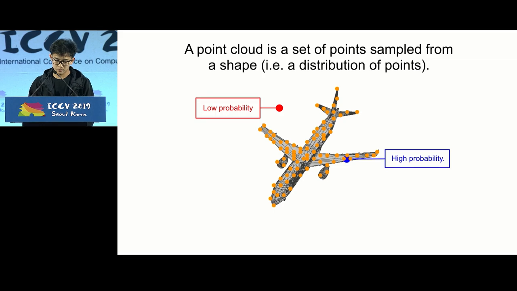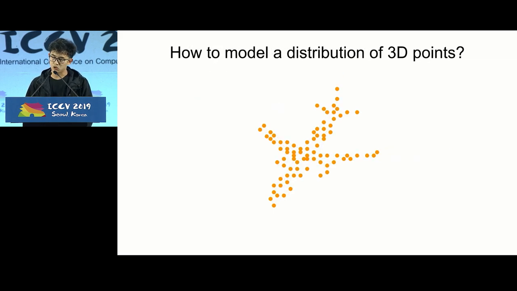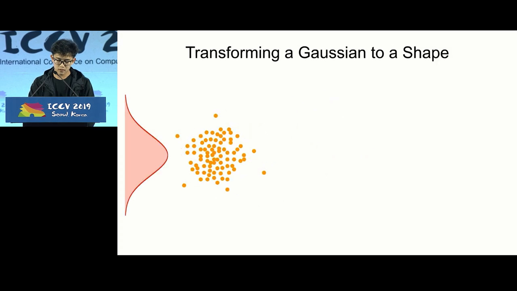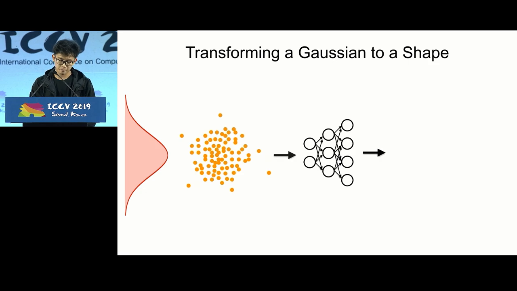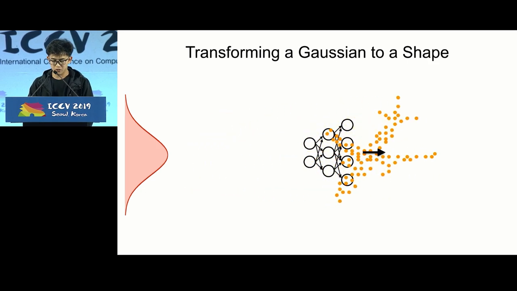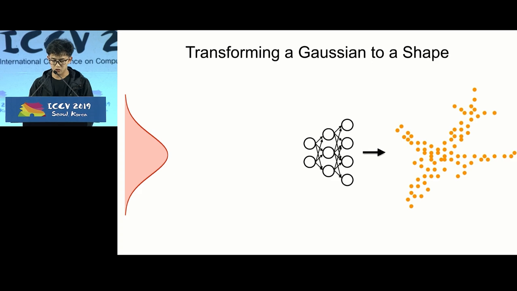Now the question is, how do we model the distribution of such 3D points? One way to tackle it is to learn a network that transforms points sampled from a prior, such as a Gaussian, into the points that are near the surface of the shape. Ideally, we want a model that learns a continual transformation that can smoothly transform these 3D points.